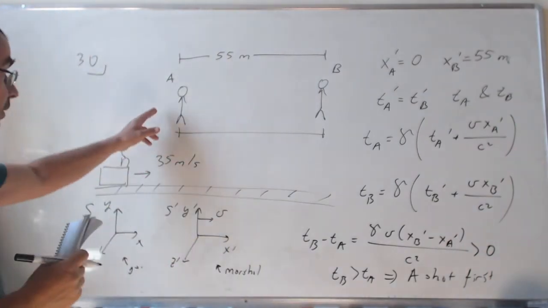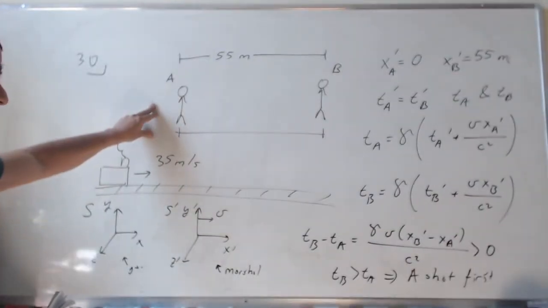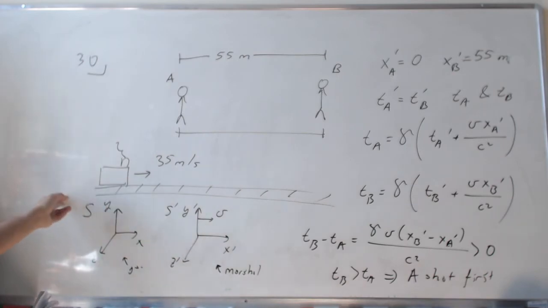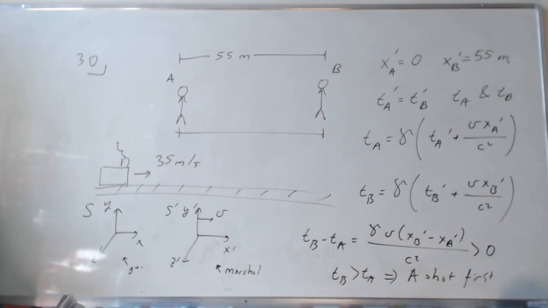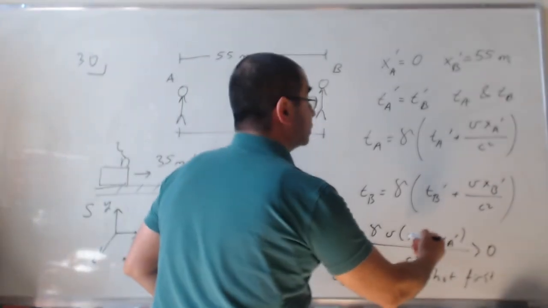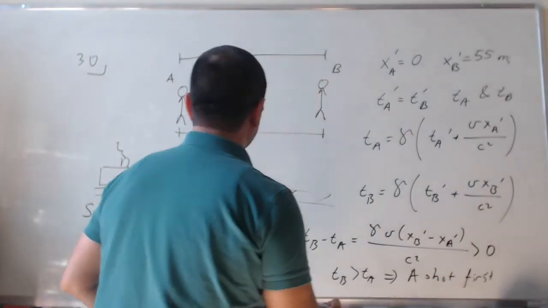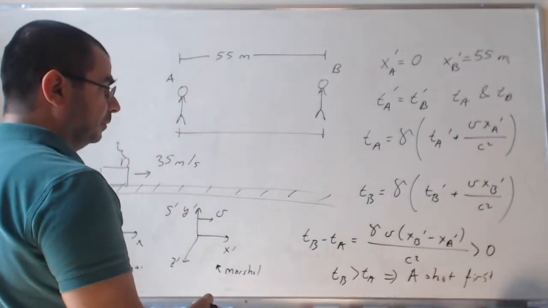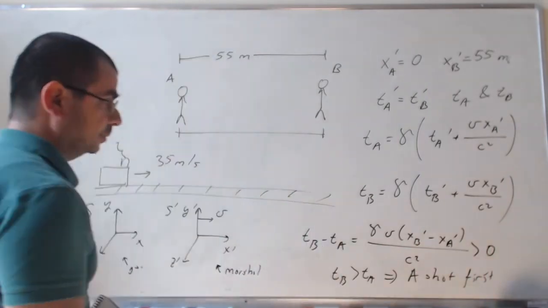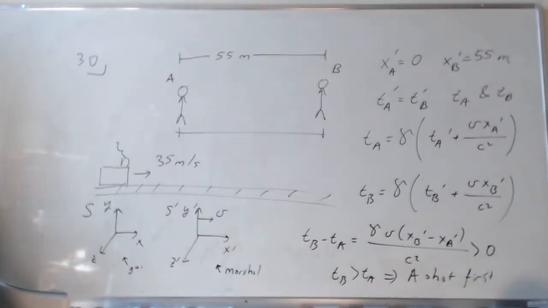So in the ground reference frame, this person shot first, and because the marshal is moving with respect to them, they actually see this as taking place simultaneously. Then in part B, they are asking how much earlier did he fire. We already calculated this. You just need to substitute the 55 meters here and the velocity 35 meters per second over there. You'll need to calculate the gamma factor with that v value, and then just carry out the algebra. I'm sure it's going to be something very, very small.